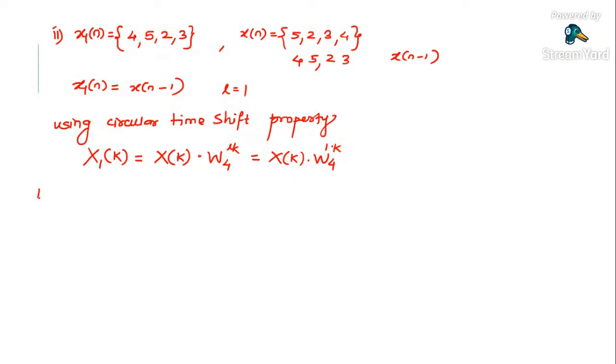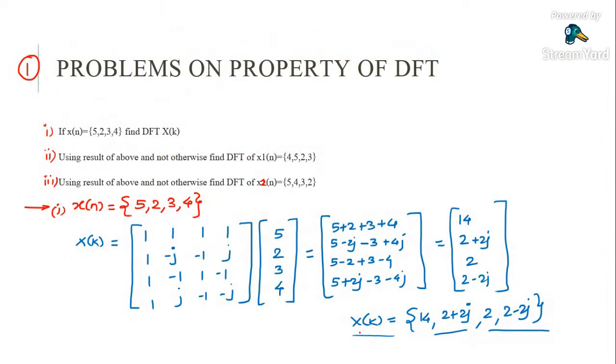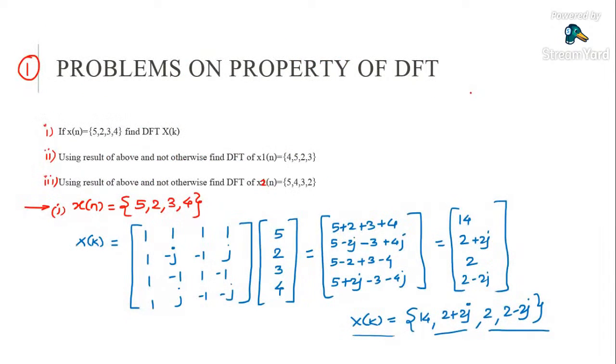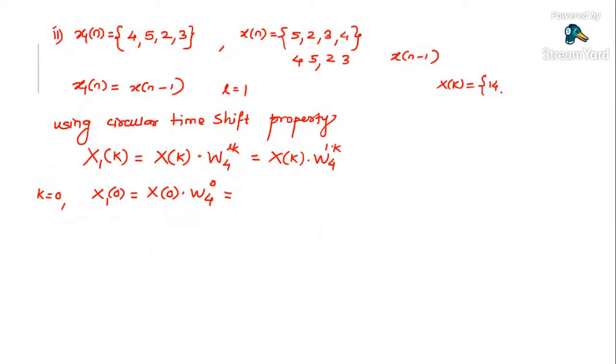Now put k is equal to 0. So x1 of 0 is equal to what? x of 0 into W4 raised to 0. What is x of 0? Here, this particular DFT you must use. X of k is equal to 14, 2 plus 2j, 2, and 2 minus 2j. So this is the DFT of x of n.